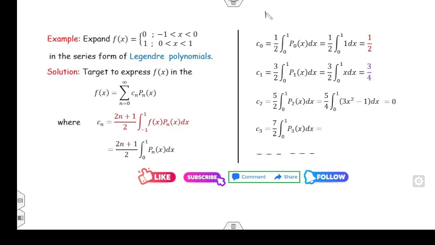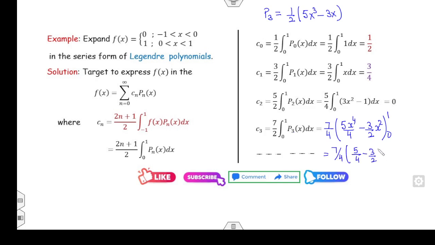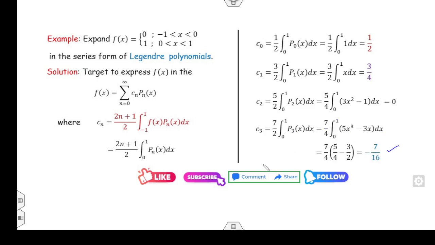Fine. What is P3? P3 is my 1 by 2 (5x cube minus 3x). So I can do that, 7 by 4. I can integrate the x cube. So it's 5 x4 by 4 minus 3 over 2 into x square from 0 to 1. So I can solve them, 7 by 4, 5 by 4 minus 3 by 2. So 10 minus 12. 10 minus 12 is minus of 2. Minus 2 will be cancelled out. So that will be minus 7 over 16 is the required expression, and so on.